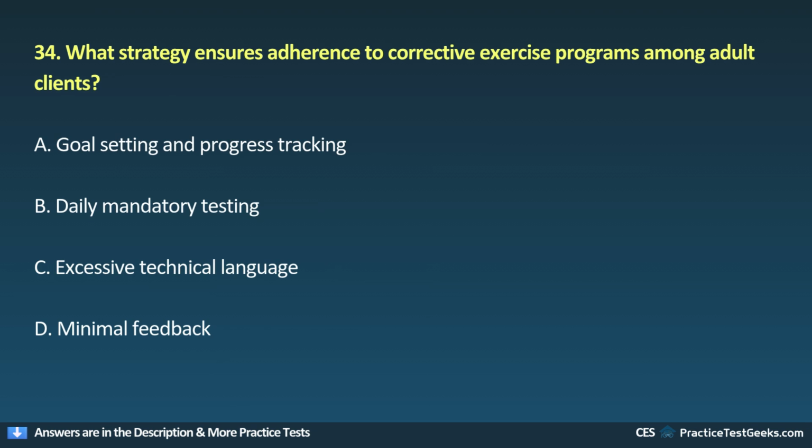34. What strategy ensures adherence to corrective exercise programs among adult clients? A. Goal setting and progress tracking. B. Daily mandatory testing. C. Excessive technical language. D. Minimal feedback.